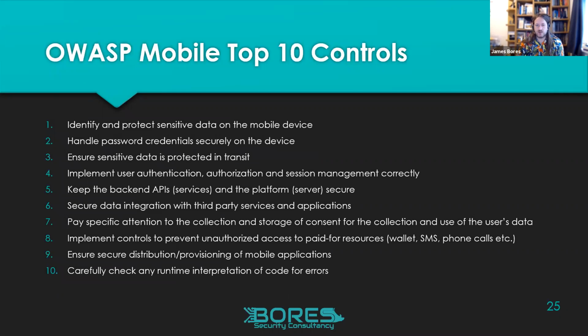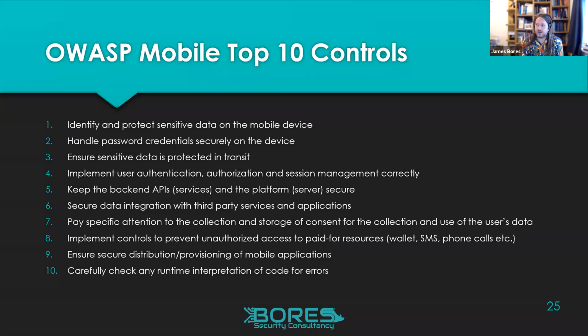So next, I did mention earlier that there's also the OWASP Mobile top 10 controls, which are also relevant for our threat modeling. And they're a bit more wordy. But just running through them, you've got identify and protect sensitive data on the mobile device, handle password credentials securely on the device, ensure sensitive data is protected in transit, implement user authentication, keep the backend APIs and the platform secure, secure data integration with third-party services and applications, pay specific attention to the collection and storage of consent. I don't know why it's specifically consent. I would say it's of data in general and information, but there you go.